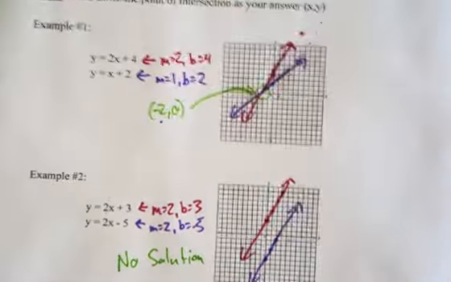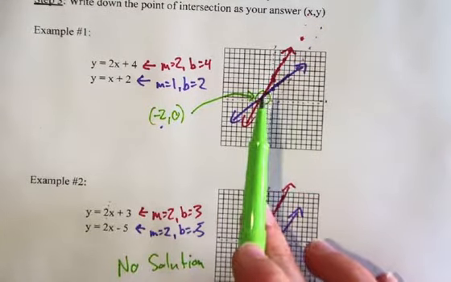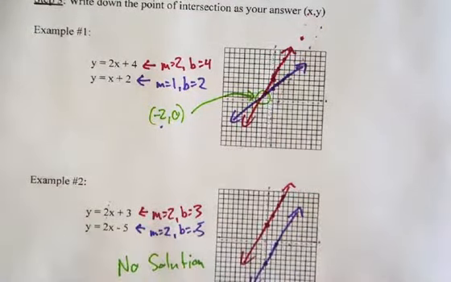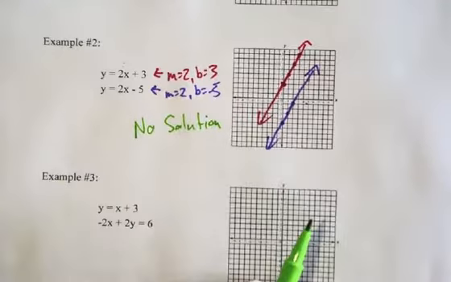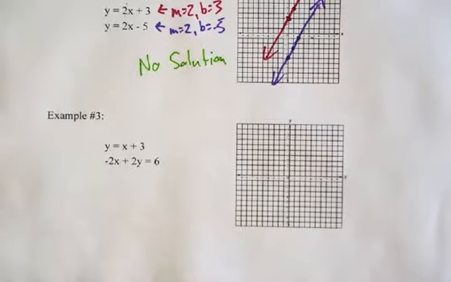So in our first example, we had one solution. That's our norm. Normally, we're going to find a situation where the graph intersects. Those two lines intersect once, and that's our solution. Here we have no solution. And then our final example, example 3, is going to be a little bit more complex.